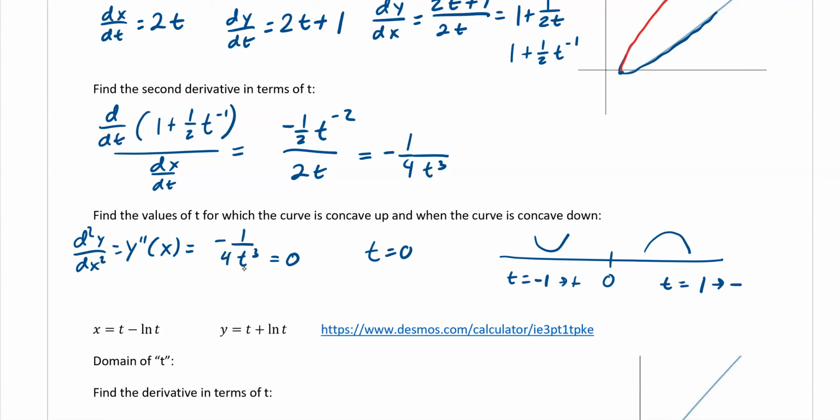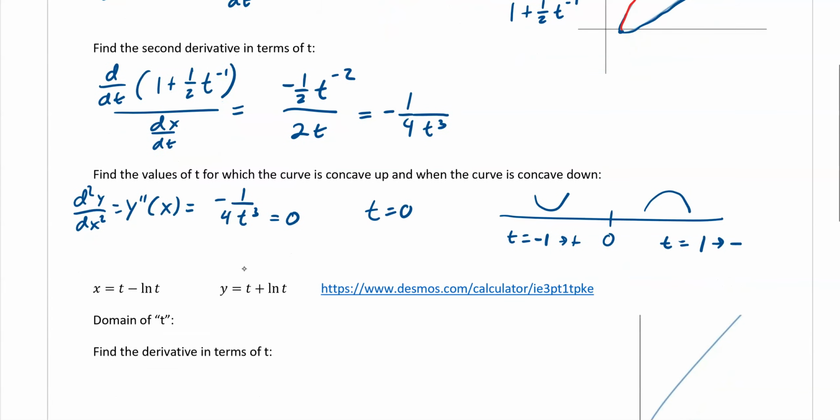So we are concave up. I've run out of room, so I can put it down here. Concave up when t is between negative infinity and 0. And we are concave down when t is between 0 and infinity.